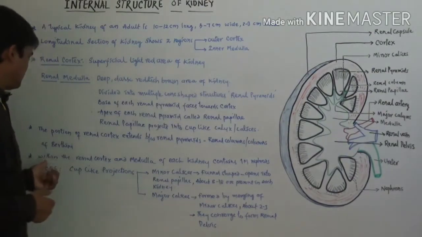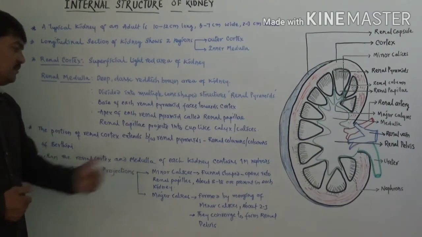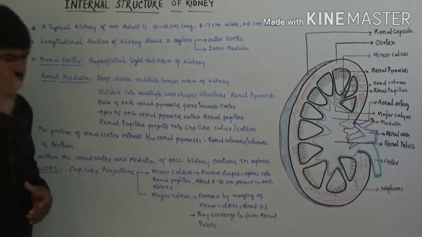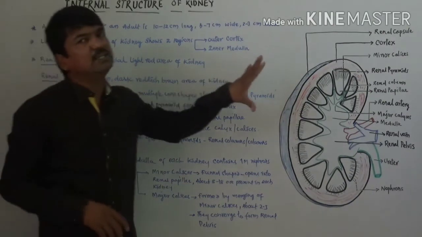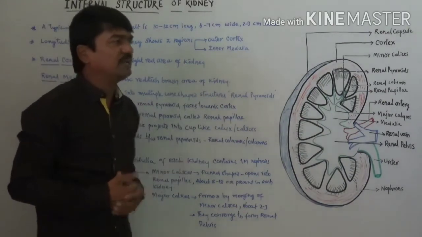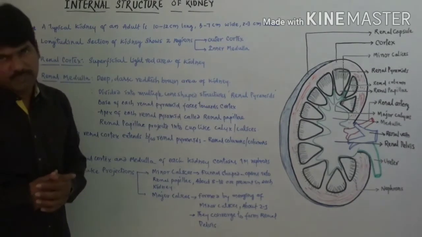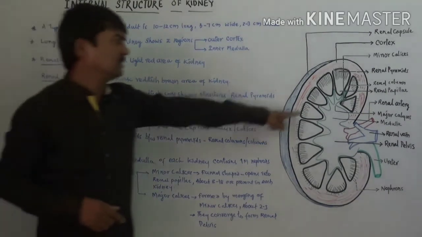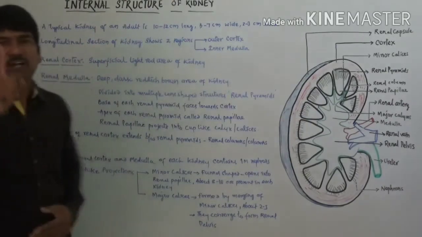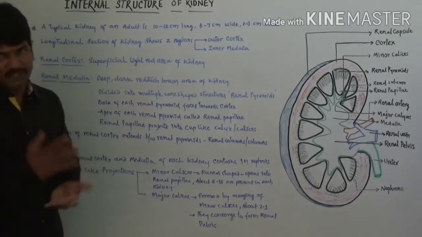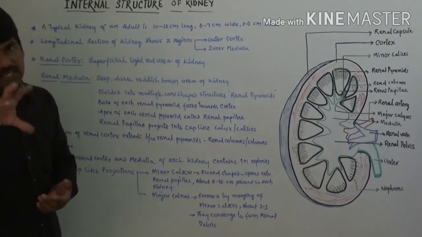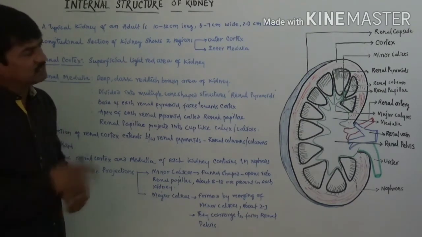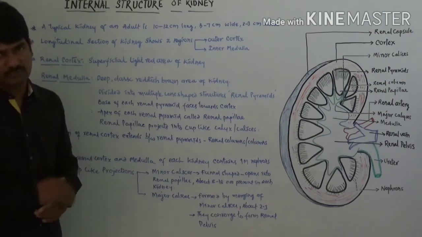And next, within the renal cortex and medulla, each kidney contains about 1 million nephrons. If we take one kidney, we can identify nearly 1 million nephrons within the renal cortex. So each kidney includes 1 million nephrons, and both kidneys together have 2 million nephrons.